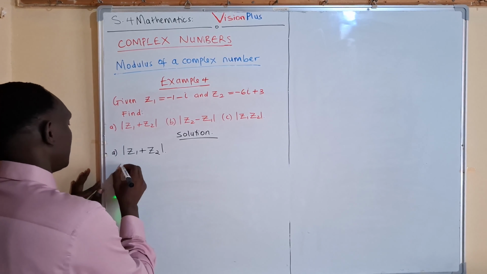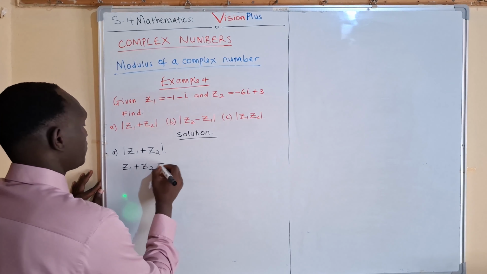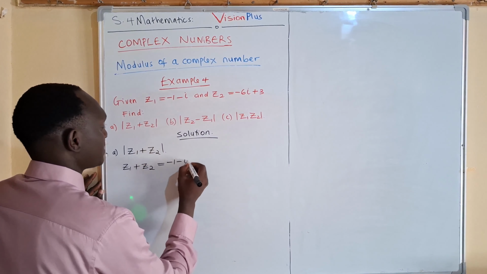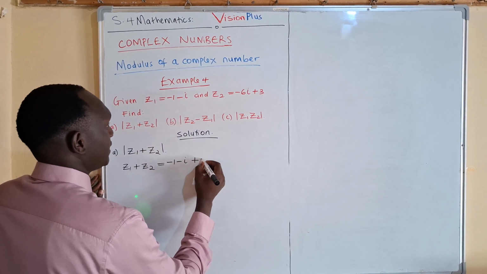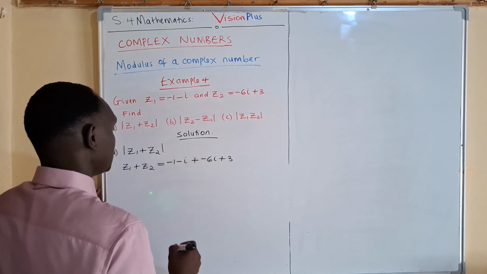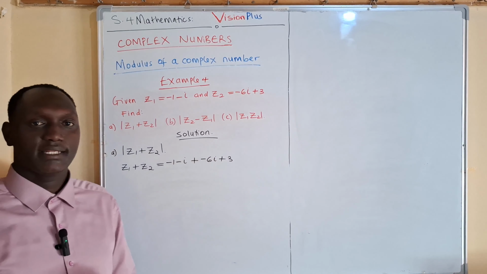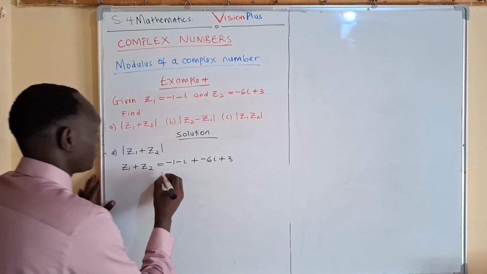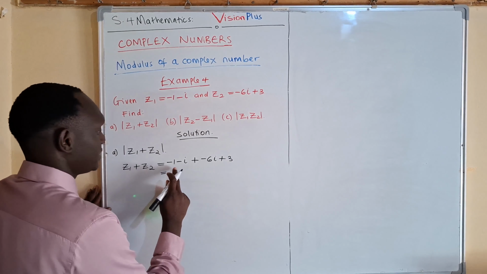So here we shall start by saying Z1 plus Z2 equals, what is Z1? Z1 is negative 1 minus I, but we are adding it to negative 6I plus 3. This is just a simple addition, and in case you are not familiar with it, go and watch our list of videos under addition of complex numbers. So here we collect the like terms.